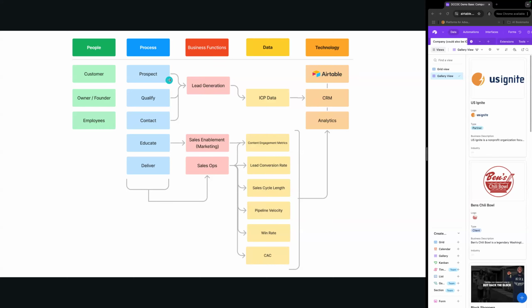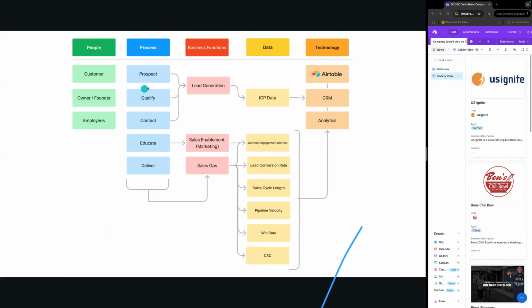Prospecting is about identifying potential customers who fit our target audience. Qualifying is evaluating these leads to make sure that they're a good fit and worth pursuing. Contacting is exactly what it sounds like, reaching out to these leads through emails, calls, and meetings. Educating is providing information, answering questions, and positioning our offerings as the best solution. And finally, delivering: finalizing the sale and ensuring that your products and services are delivered as promised, establishing the foundation for future relationships.